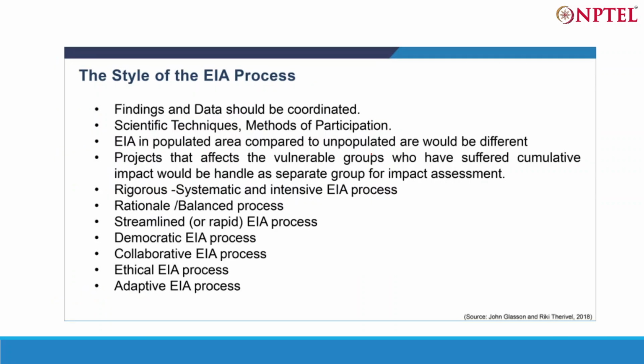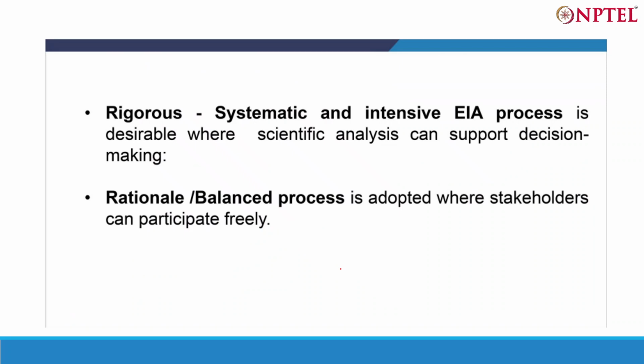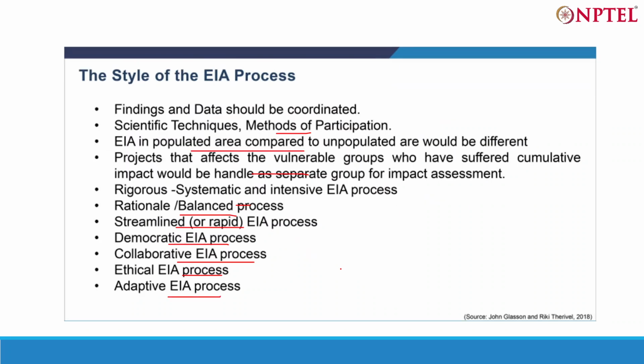Okay. So the style of EIA process covers findings, data, coordinated scientific techniques, method preparation, everything is there. So: balanced rational approach, democratic EIA, collaborative EIA, ethical EIA, adaptive EIA. We will discuss more into that. Before that, please look into this slide if you have any questions.